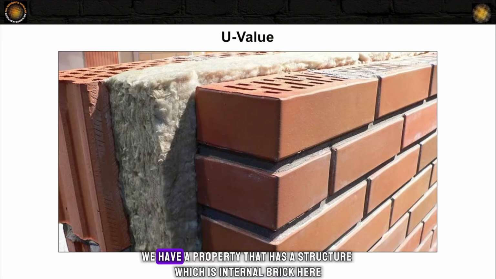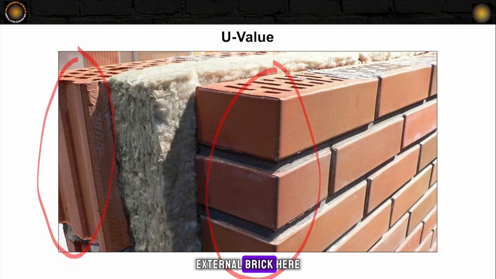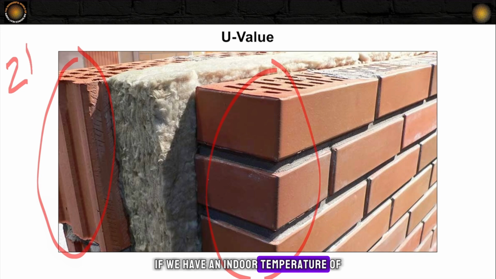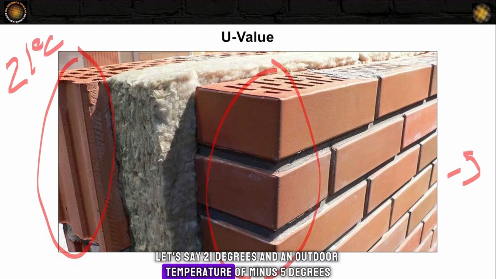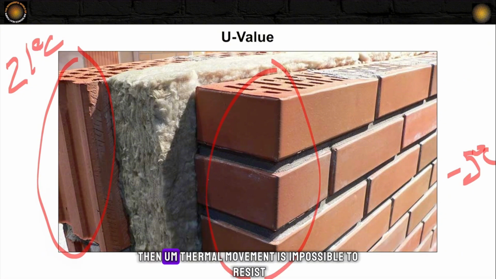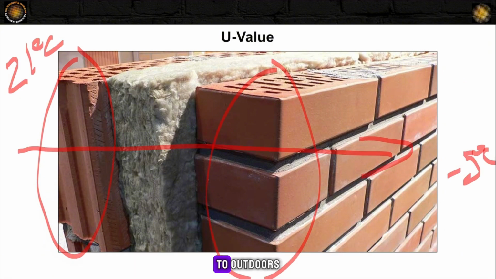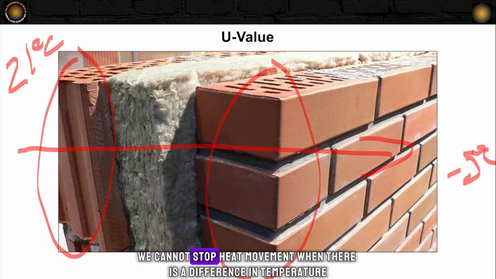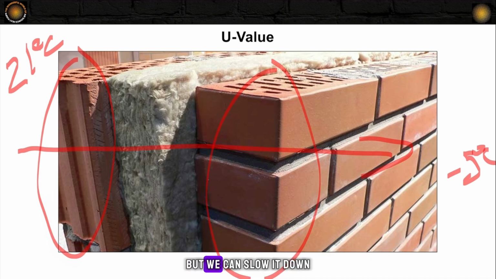So if we look at this example here, we have a property that has a structure which is internal brick here, external brick here. And again, back to our thermodynamic movement, if we have an indoor temperature of, let's say, 21 degrees and an outdoor temperature of -5 degrees, then thermal movement is impossible to resist. It's the basic laws of physics. But what we can do with efficiency levels is try to slow down that migration from indoors to outdoors. So in this instance, adding cavity wall insulation will create a thermal resistance that will slow that movement. We cannot stop heat movement when there is a difference in temperature, but we can slow it down.